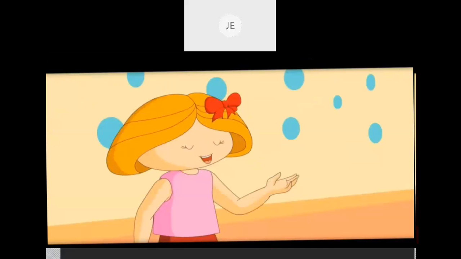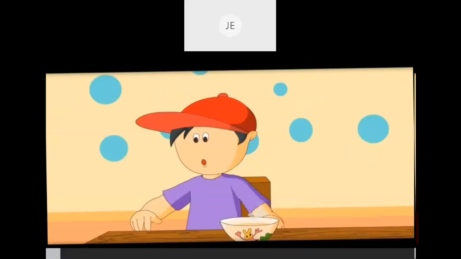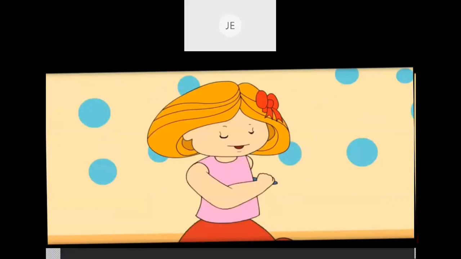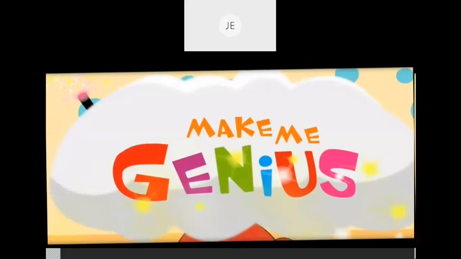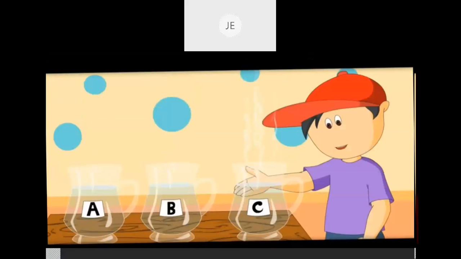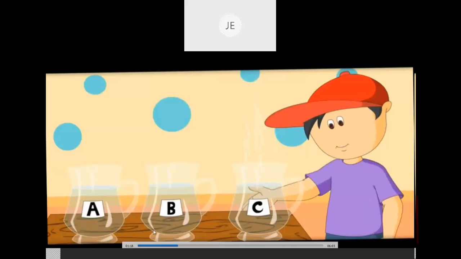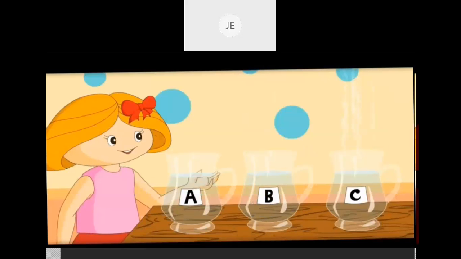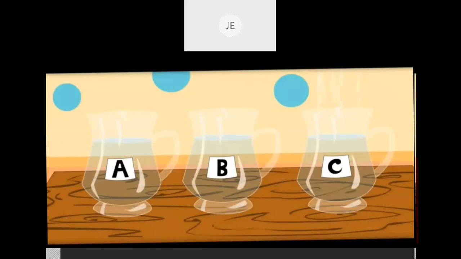How do you measure that? What is hotter than the other? Oh, I know this. Let me show you something. Okay, see these three jugs? Yes, there's water in these. Tell me, which one is hotter? Yes, jug C is hotter because smoke is coming out.